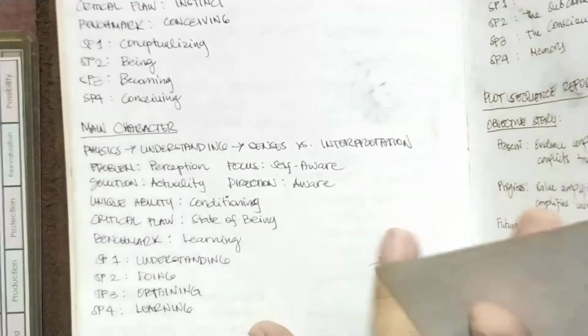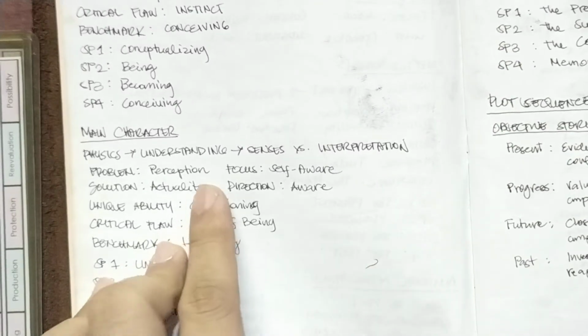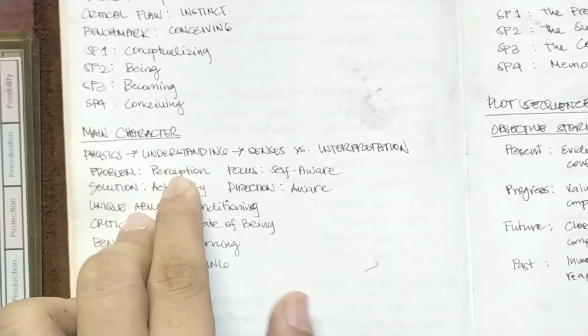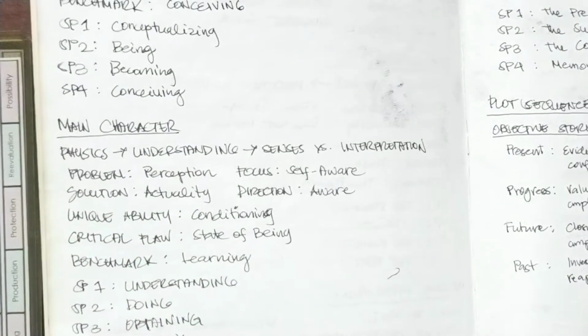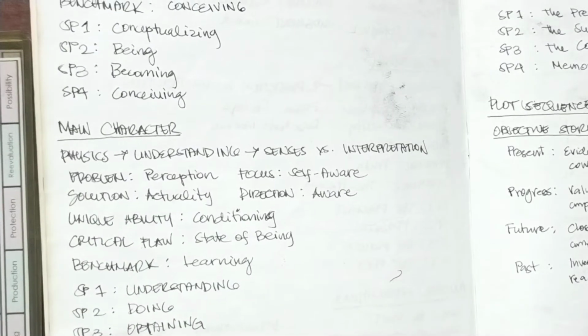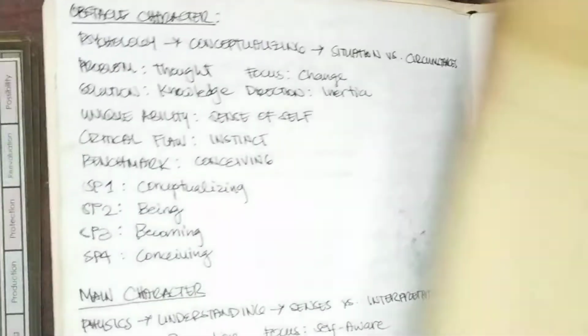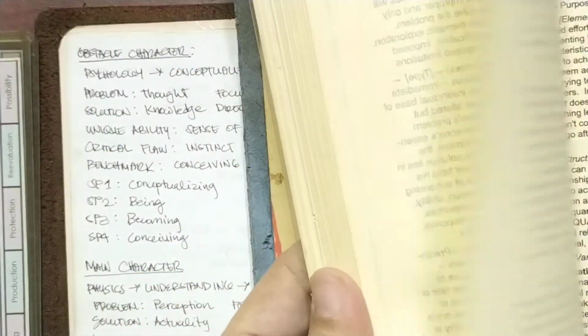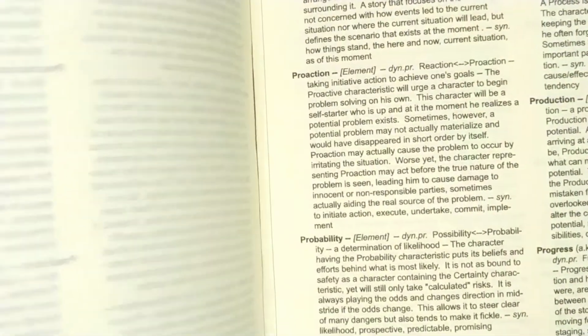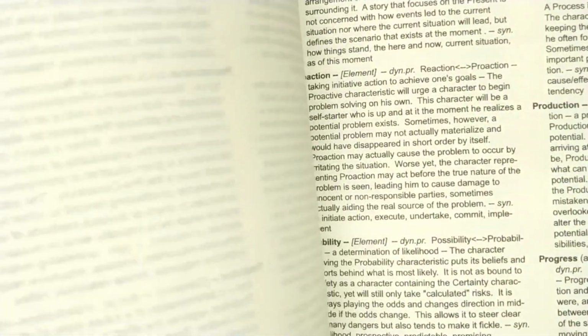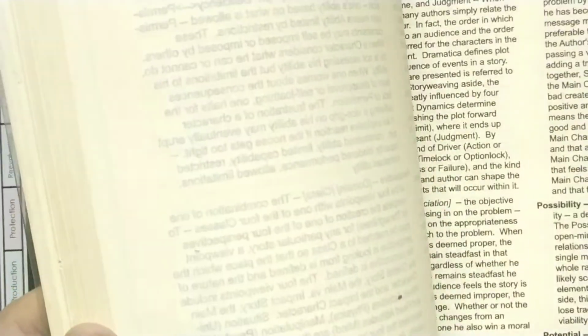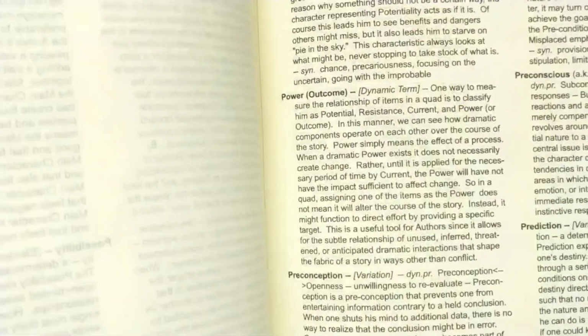Okay, so for me, since his problem is perception, the way he sees. Perception means, let's look for perception. That's the problem. That's the driving force of the main character here. So that's what's driving him. It's the perception. It's a wrong perception, maybe. Or he doesn't have a clear perception.